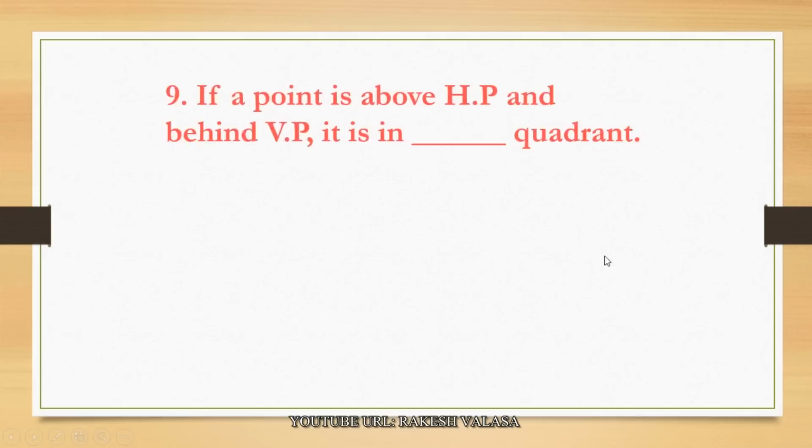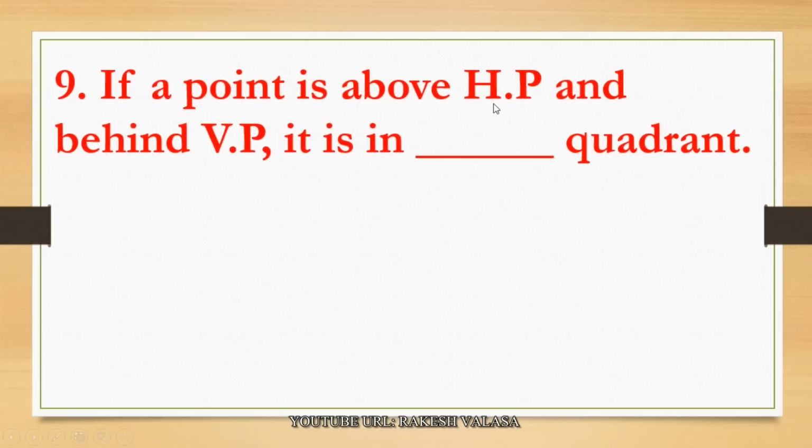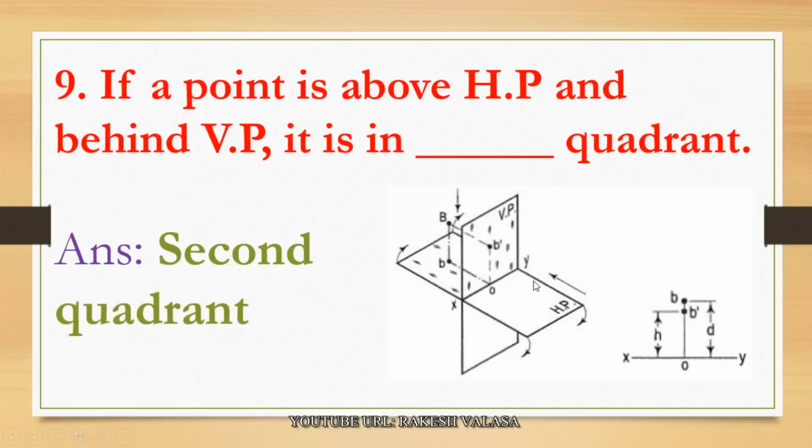Question number 9. If a point is above HP and behind VP, it is in dash coordinate. The answer is second coordinate. You can see this image. Here let us take one point B above HP and behind VP. Here the front view is above XY and the top view is also above XY. So the correct answer is second coordinate.